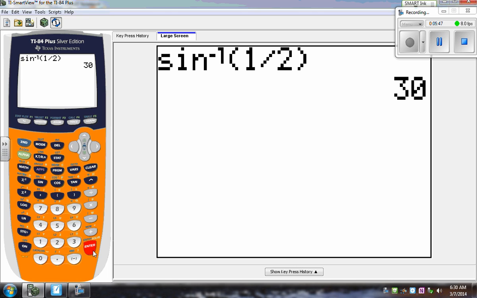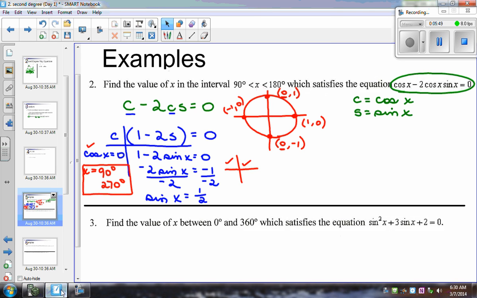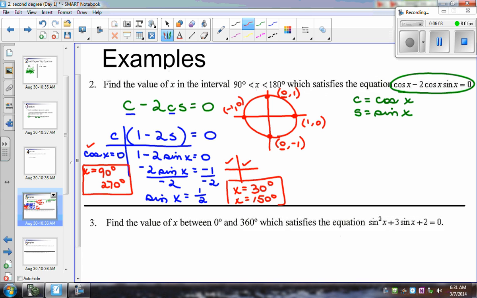We get 30 degrees. So as we know, that 30-degree angle is our quadrant 1 answer, and it works as our reference angle for our quadrant 2 answer. And there you go, guys. There is the gist of your quadratic setups or second-degree setups for your trig equations. All right? So any factoring skill that's necessary, we're going to clearly do.